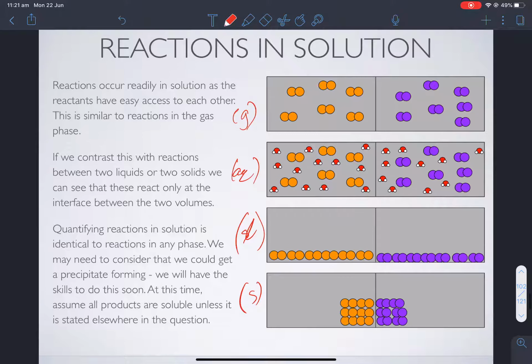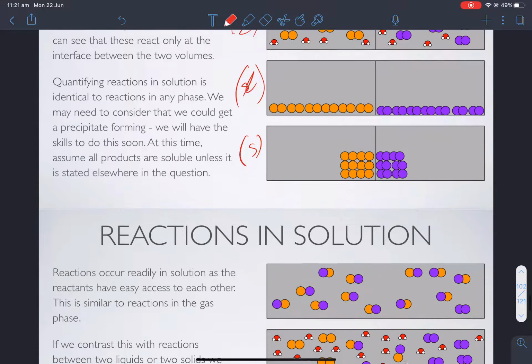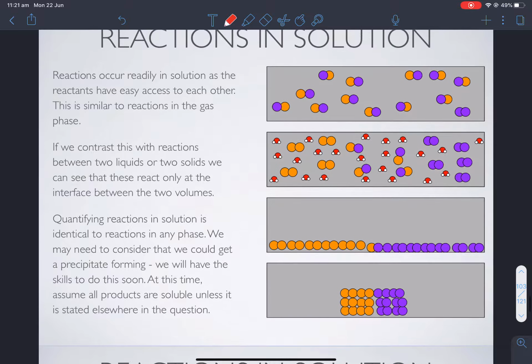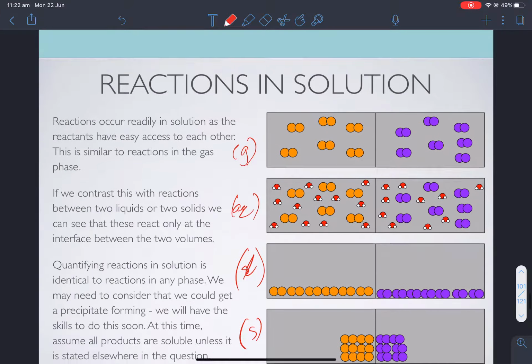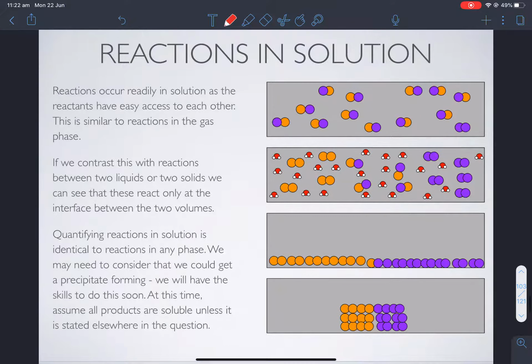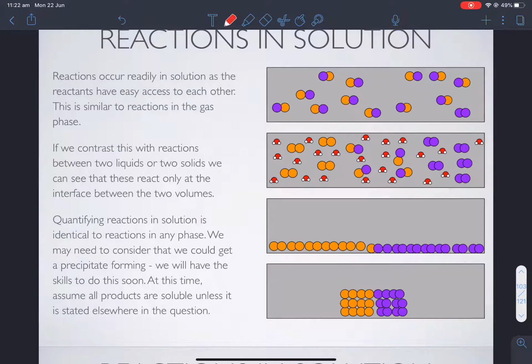So there they all are, the purple and the yellow. Don't even know my colours. And I've put a barrier in between. So we're going to remove those barriers. And you can see that as soon as you remove the barrier, the gaseous reaction at the top has pretty much gone to completion. They all react really fast because they're bouncing around really fast and they've got easy access to each other.